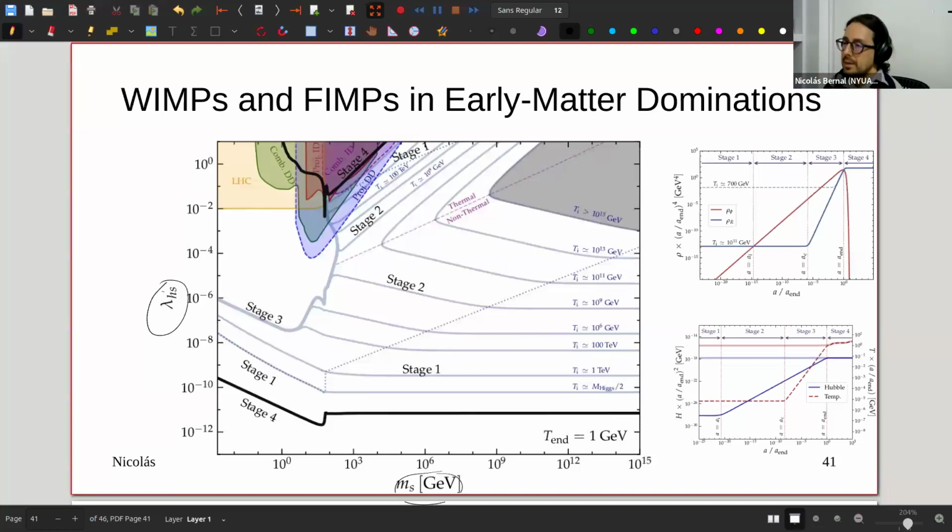These different stages, I suppose stage 1 should be inflation, stage 2 is radiation domination? Sorry, I didn't explain that. Here I'm focusing on early matter domination. So what they call stages 1, 2, 3, and 4 correspond as follows. Stage 1 is the standard radiation domination. Stages 2 and 3 correspond to early matter domination. And stage 4, adiabatic.